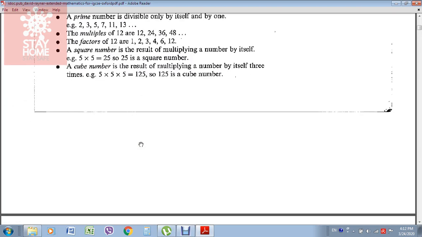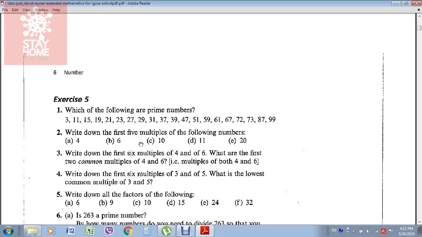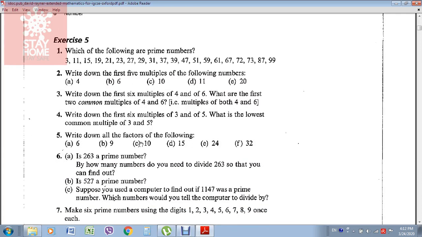So now let's come to the next exercise. Exercise 5. Which of the following are prime numbers? You will see here which are the prime numbers. Is 3 a prime number or not? Yes, it is a prime number.